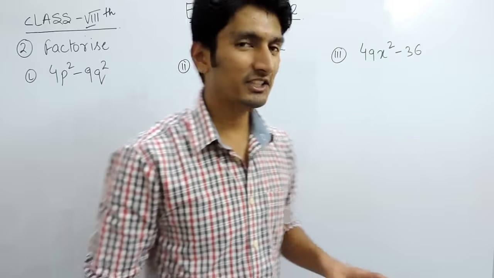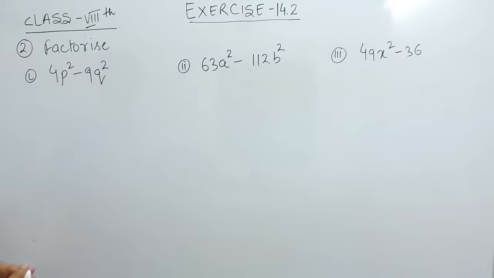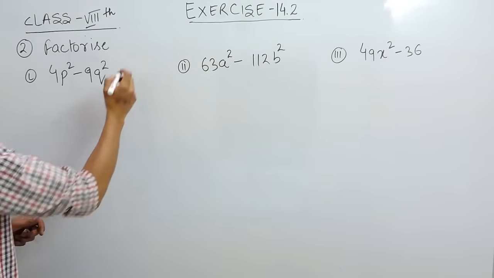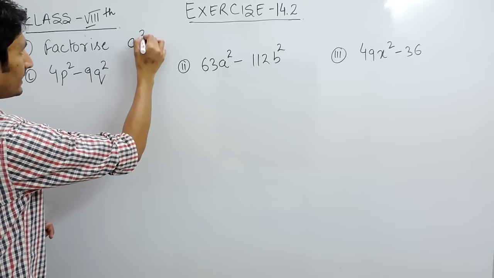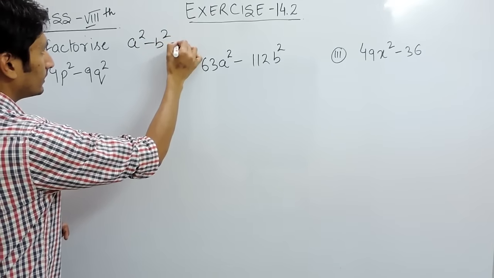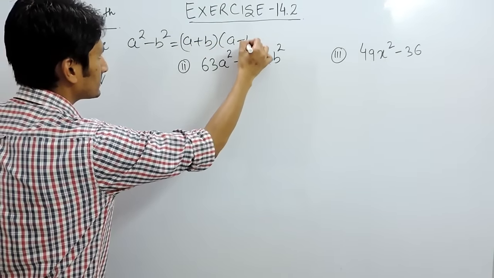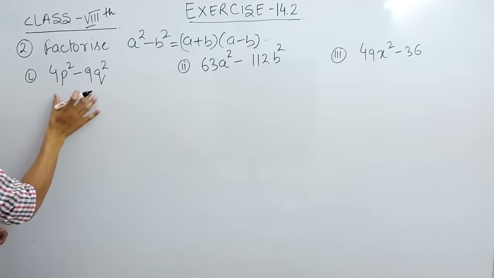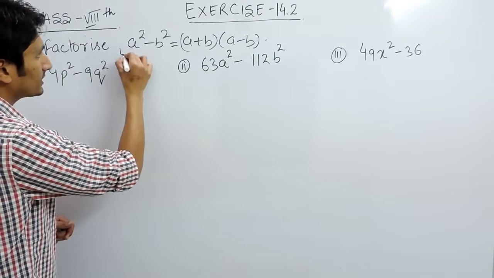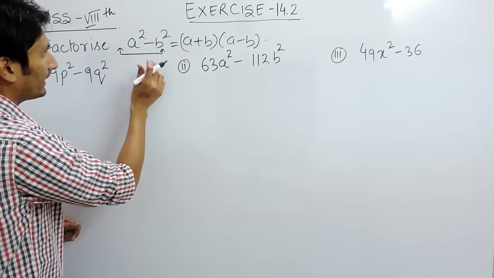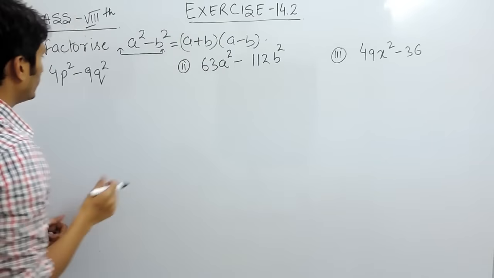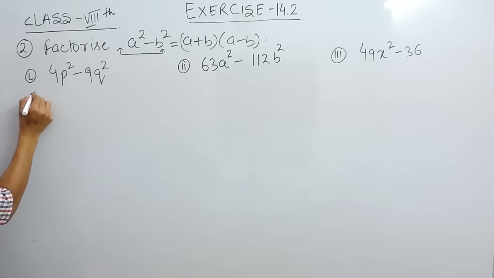Hello everyone, in this video we are going to solve question number 2 of exercise 14.2 and the first 3 parts. Again you have to factorize using the suitable identity, and in this question the suitable identity is a square minus b square, which is equals to a plus b multiplied with a minus b, and these all expressions are in this form. And you have to convert this into this form.